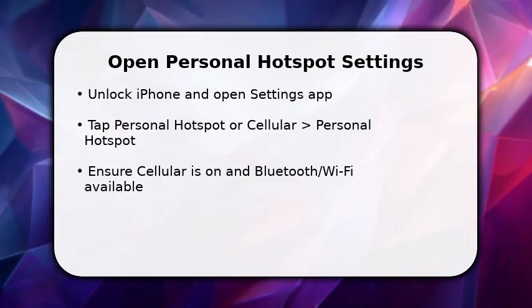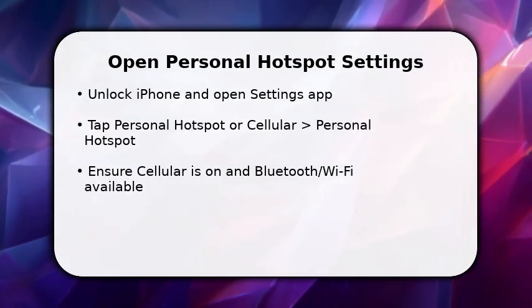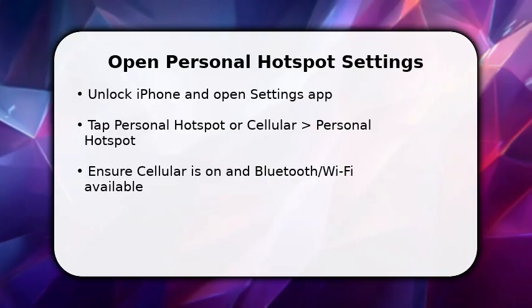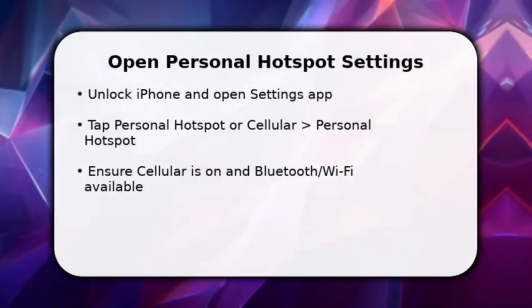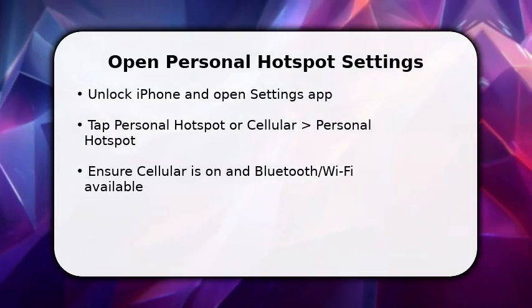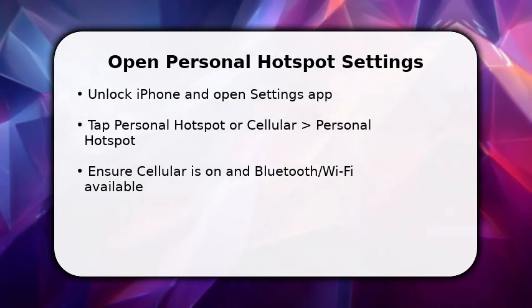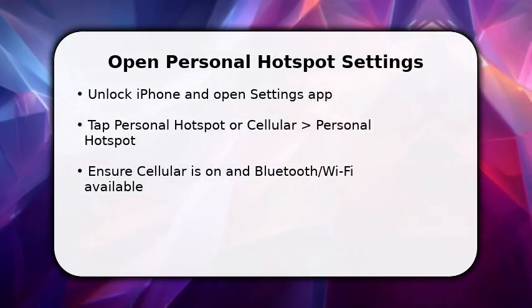You start by opening Settings and navigating straight to Personal Hotspot. This is where the name and password live. Once there, make sure cellular data is enabled so the hotspot options appear. You may see Personal Hotspot at the top or under Cellular.